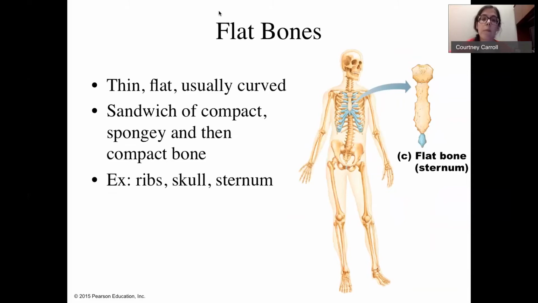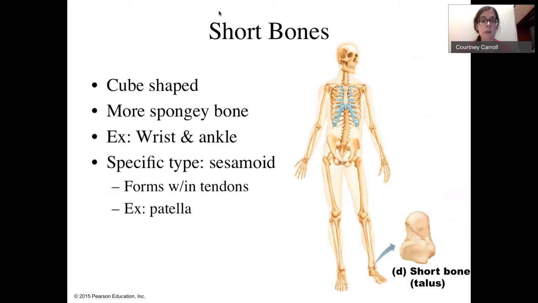We also have flat bones, which are thin, sometimes curved, and they're a sandwich of compact, spongy, and compact bone. And we find this in our sternum and our ribs and our skull. We can have some short bones. These are more cube shaped. Again, because they have less surface area and more volume, they're mainly spongy bone. Again, spongy bone is on the inside. This is in places like our wrist or our ankle.